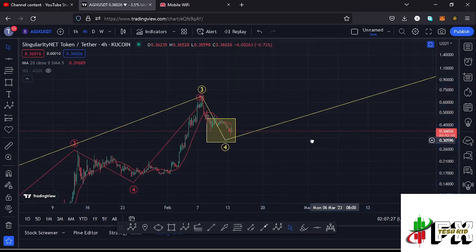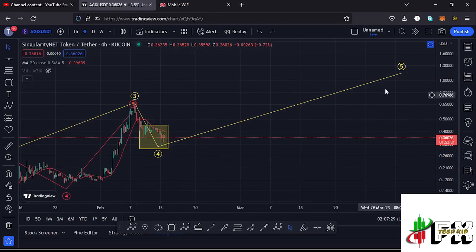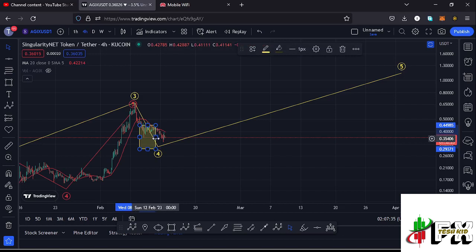And once that happens, then we can expect a massive bounce to the upside in the formation of this wave 5. And for us to get back into the formation of that wave 5, there are key moves that I'm expecting here on the Agix chart. The first move is a break above the 20-day MA, and the moment we manage to break above the 20-day MA, the next point that I'll be watching is the high that we made in the formation of this wave 3 at around the $0.69 mark.